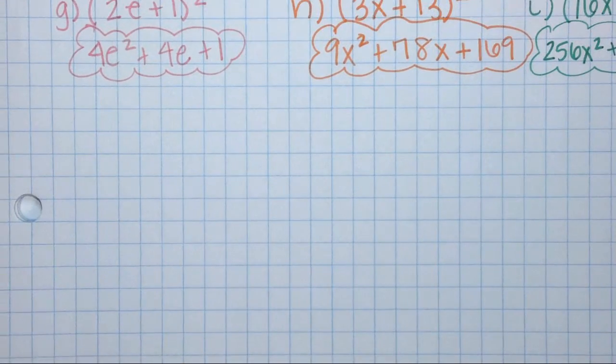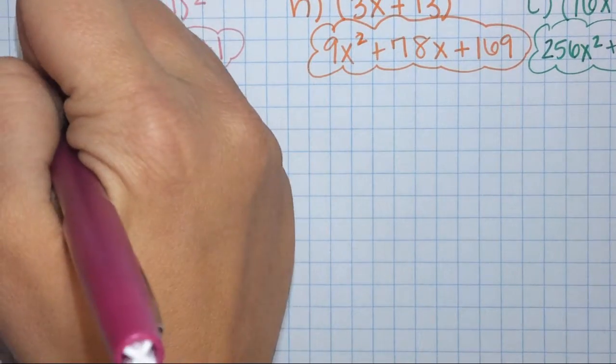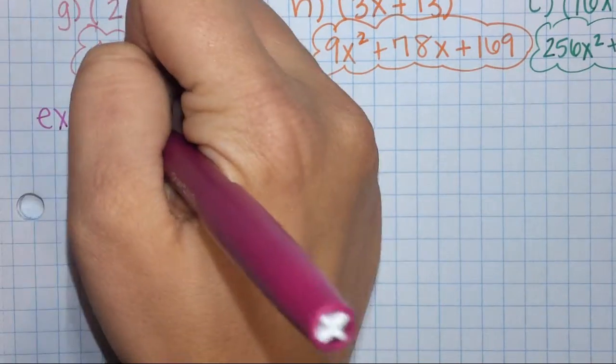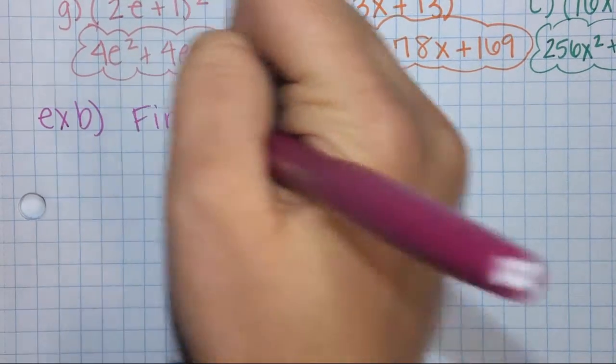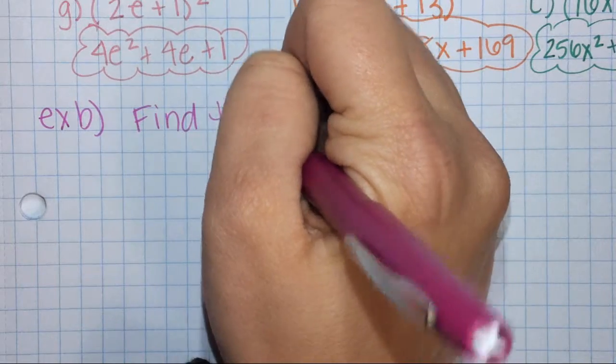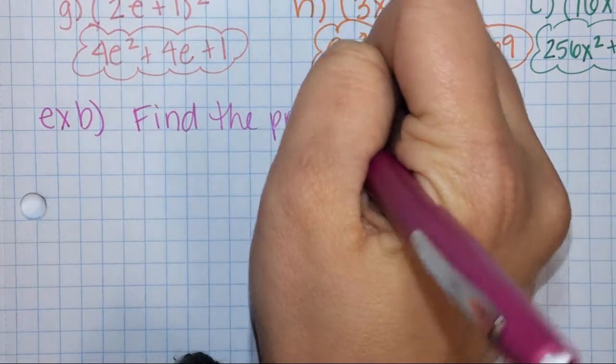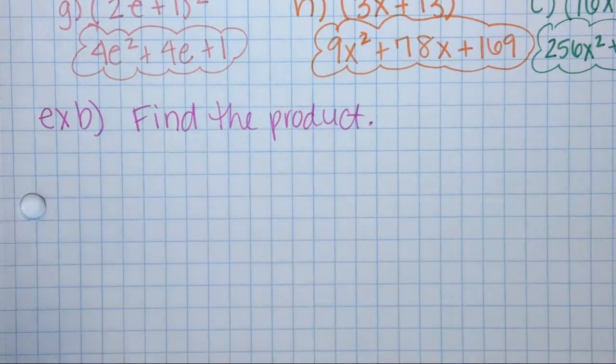Okay. Good talk. Alright, example B. Find the product. Is it important to write your directions down? Yes. Because otherwise you won't know what to do. So please write the directions down.